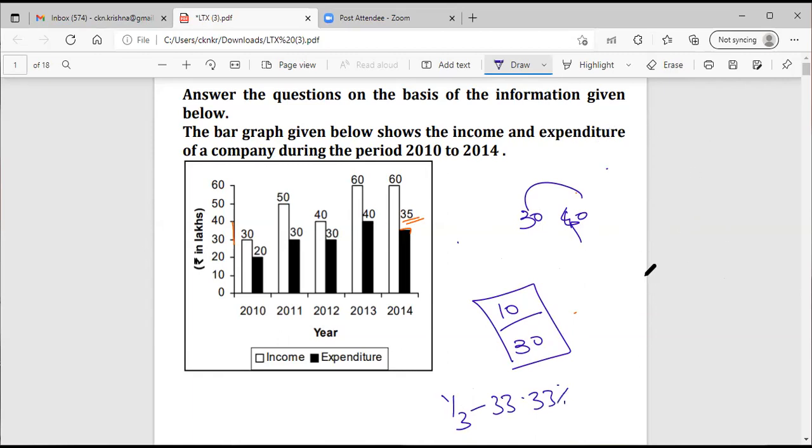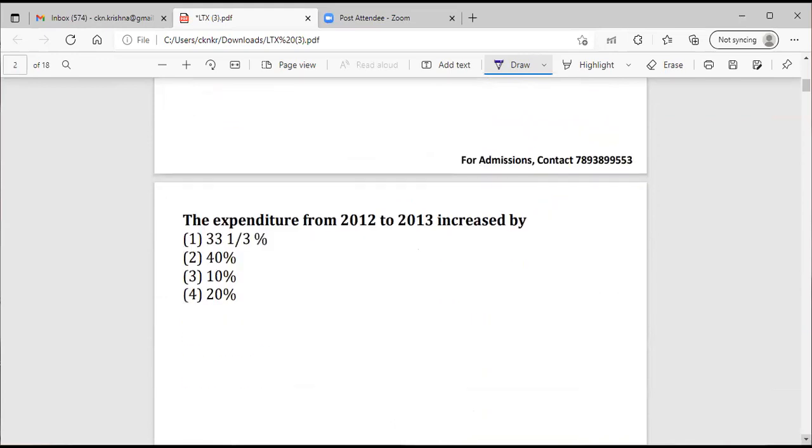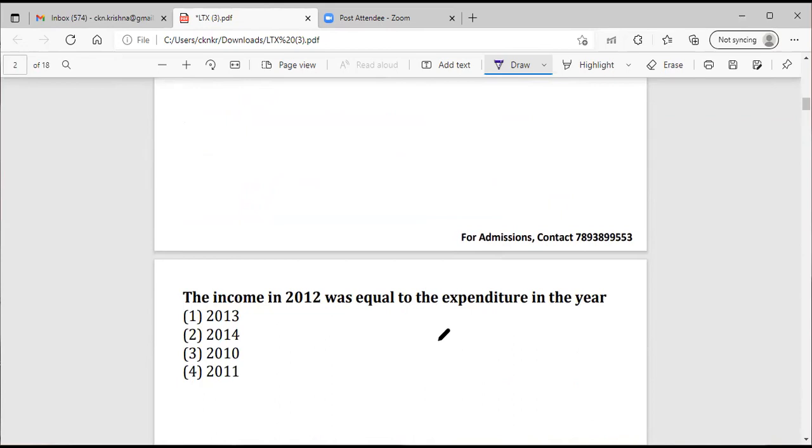We already handled a few problems of quantitative aptitude as well. By now, I'm very sure that you would have got well acquainted with how to find these fractions and then percentages. Okay, next. So this answer is 33.33, that is 33 1/3%.